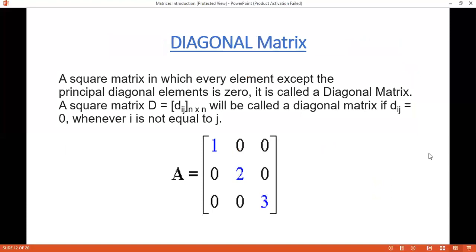Now the diagonal matrix. Here I am talking about the principal diagonal elements. The principal diagonal elements, those in blue, are 1, 2, 3. In the case of a diagonal matrix, the diagonal entries must not all be 0. 1, 0, 0; 0, 1, 0; 0, 0, 1 is also a diagonal matrix. At least one element must not be 0.